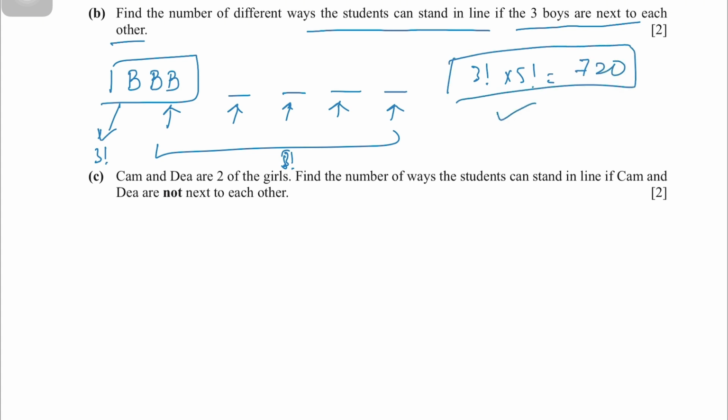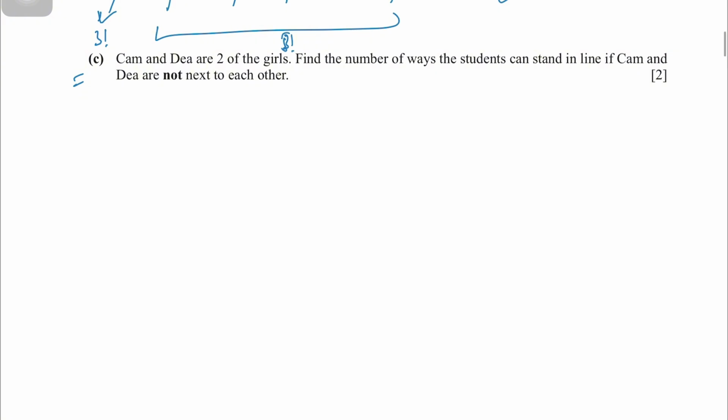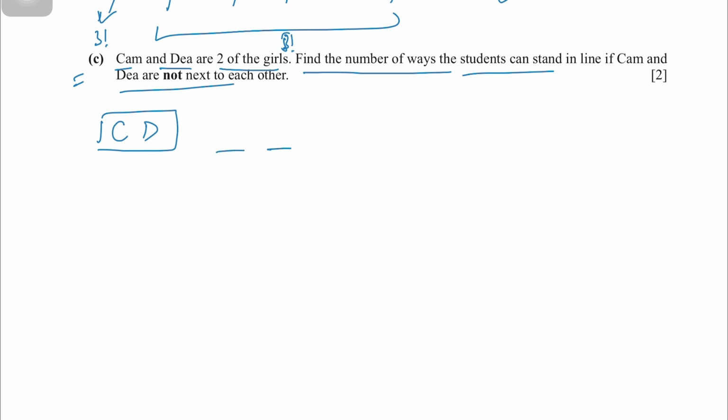This is our answer. Moving on to part C, we have Cam and Dia are 2 of the girls. Find the number of ways the students can stand if Cam and Dia are not next to each other. So we can calculate when they are next to each other. So there is Cam and Dia, which are next to each other. We are left with other 5 places. These can be arranged by 2 factorial. They can be here, they can be here, they can be here, they can be here, or here, or here. So we have 6 places.